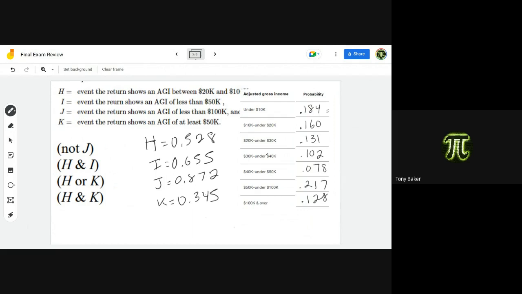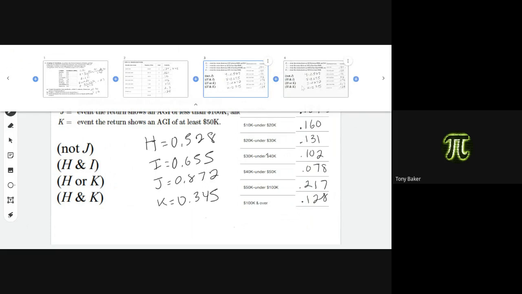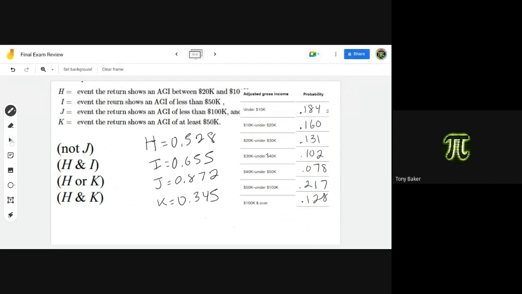Any questions with those? Okay. Duplicate this slide. So how I would do these questions over here. So the not J one's pretty simple. That's just going to be 1 minus whatever the J was.